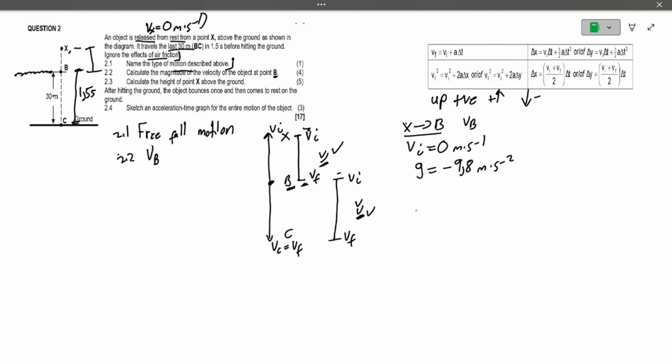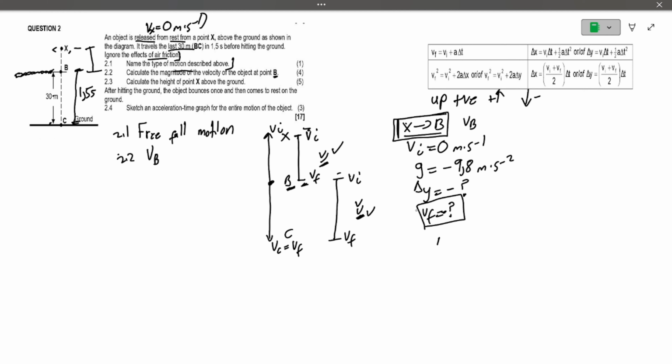So what else are we given in the section X to B? Let's check the change in y, the distance covered from X to B. We are given the distance from B to C, but for the distance covered going down from X to B we do not have any value. The final velocity, the velocity when the ball arrives at B, is the one we are looking for, and the ball will pass B going down.